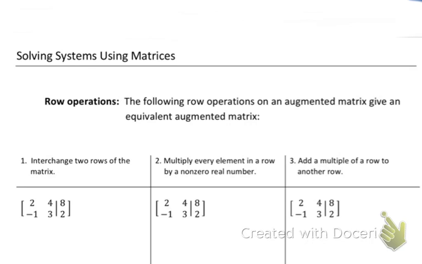Our row operations are going to let us get from point A to point B and actually manipulate our matrix to how I want it to look. So we can do 3 different things to matrices. Well, right now we're going to do 3.